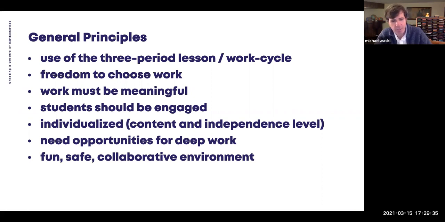And lastly, we need to have an environment that's fun. And fun should be the first thing. I mean, you want to have a place where kids are smiling all the time. Not all the time, not in a creepy smiling kind of way, but where kids come in and there's just joy in their work.